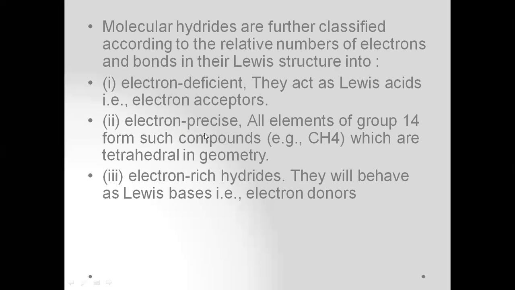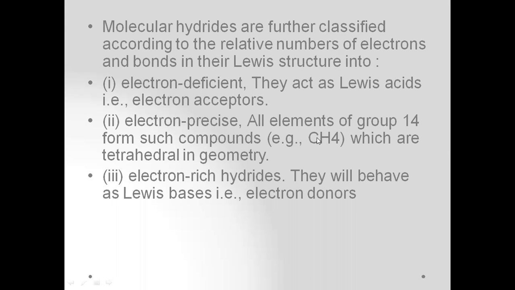Second are electron-precise. All elements of group 14 form such compounds, like CH4, which are tetrahedral in geometry. Precise means that after combining with other elements, when hydrogen combines with that central atom, it becomes stable. At this point it does not require any electron to combine with. So this is, we can say, the balanced compound.